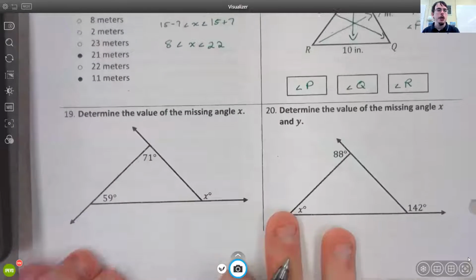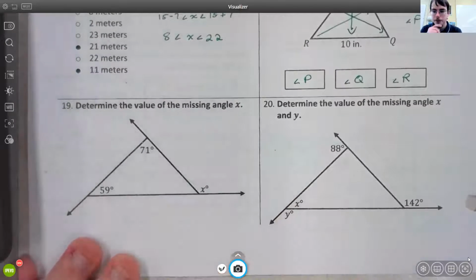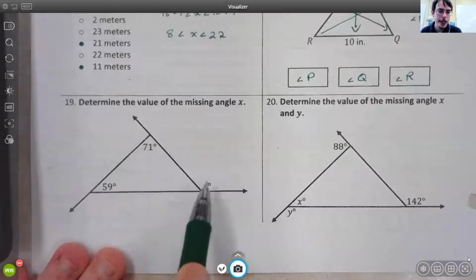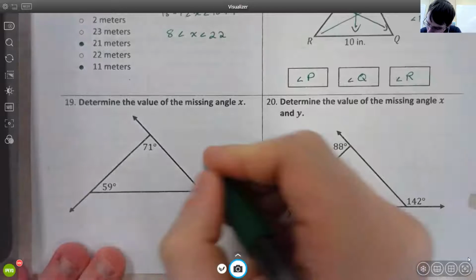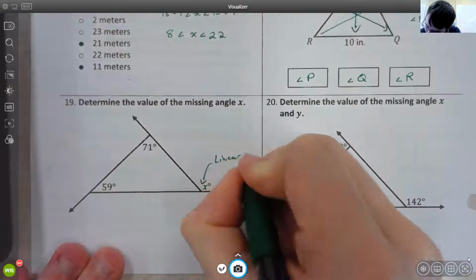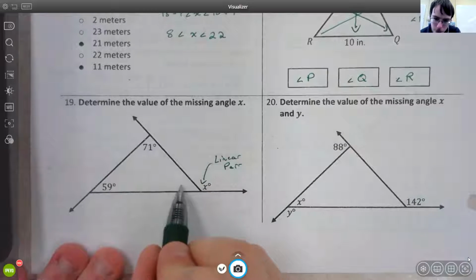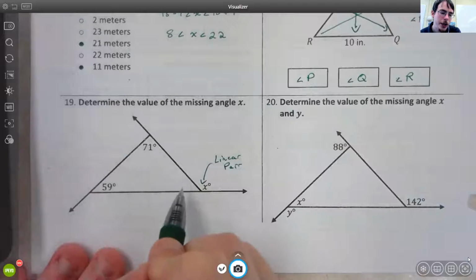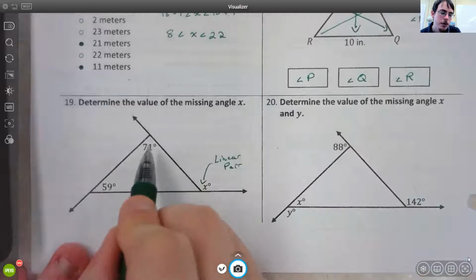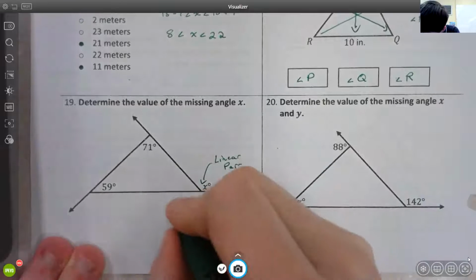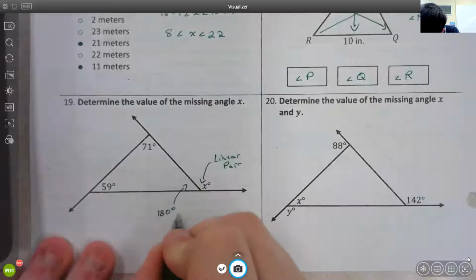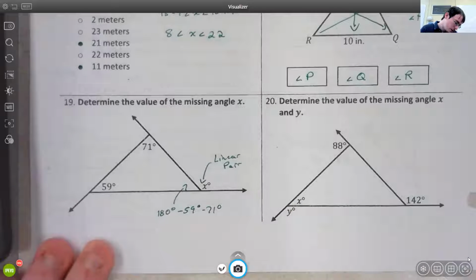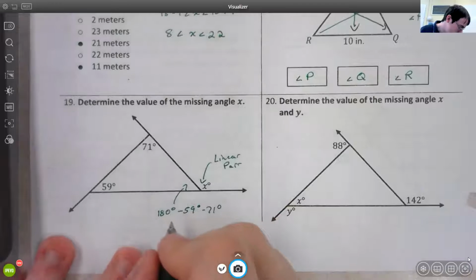All right, last two. Number 19, determine the value of the missing angle X. We have 59 and 71 here, and we want to determine X. Well, notice that X and this other angle form a linear pair. So if I figure out this angle here, then I can figure out what X is. Well, 59 and 71 and this angle here make up a triangle, which should be equal to 180. So this angle here is 180 minus 59 minus 71. So that gives us 50 degrees.